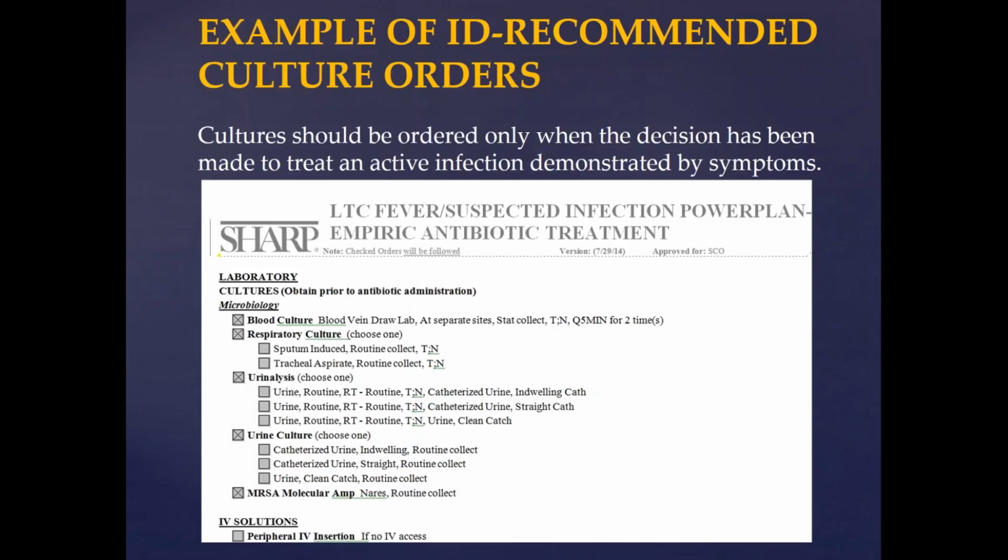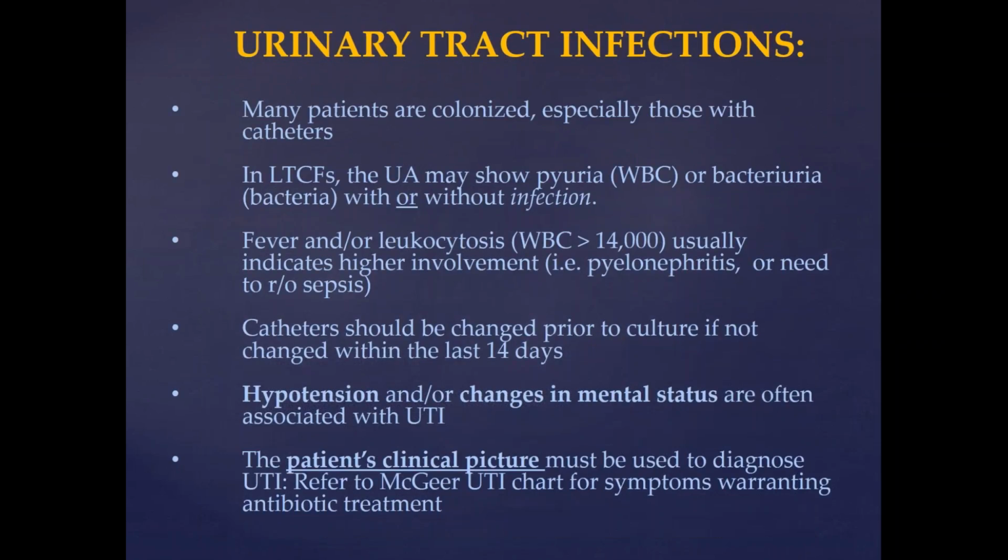Okay, so this is an example of our ID recommended cultures, and we have everything all pre-checked. This is for the patients that it's just really hard to tell where the infection is coming from. But sometimes you're lucky and it's obvious. Like if it's respiratory, you want to make sure you have that MRSA molecular amp of the NARES, because it's closely correlated with MRSA pneumonia, especially as a negative predictive value. And then you can uncheck that if you're sure it's urine, and you can uncheck urine if you're sure it's respiratory. We never get cultures until we've made that decision to treat because of the colonization issue.